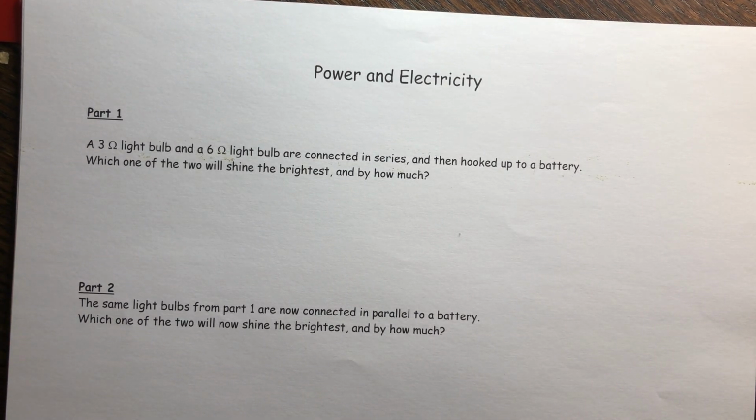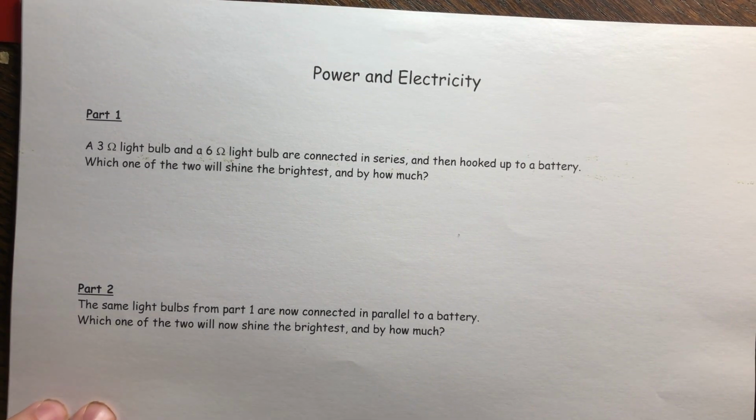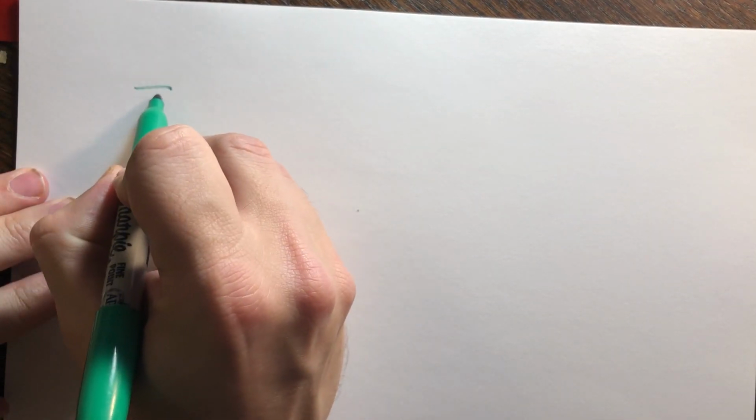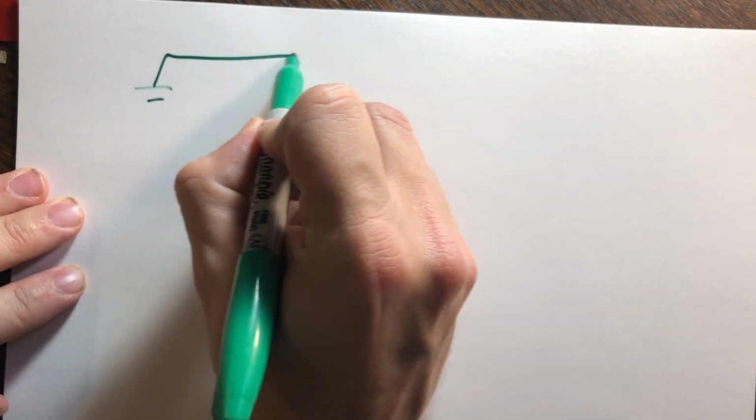So we start with a 3 ohm light bulb and a 6 ohm light bulb connected in series and hooked up to a battery. It wants to know which of the two will shine the brightest and by how much. So first of all, let's draw them in series with a battery. To do that, it's pretty simple. We just have our battery here. We don't know the voltage, but it doesn't matter.